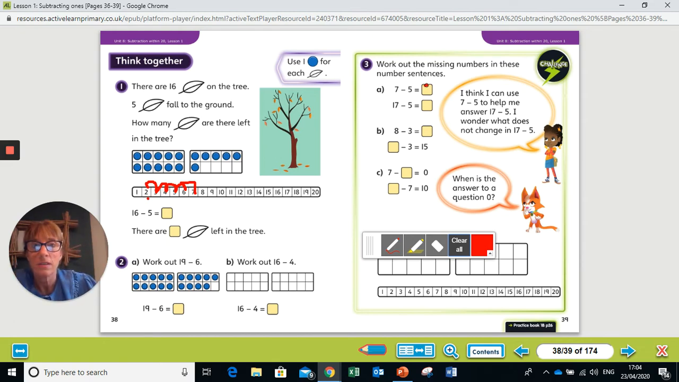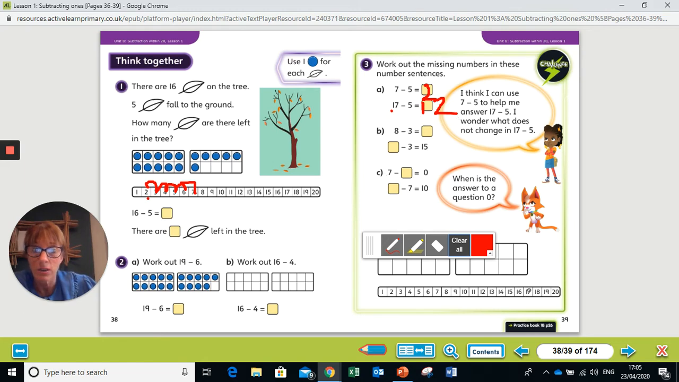So let's have a look at this one. Miss Tate's not very good at doing 2s with the mouse. 17 take away 5. So we know 7 take away 5 is 2. And we've still got our 10 there. So 17 take away 5 is 12.